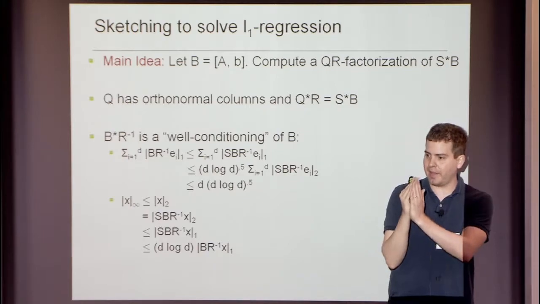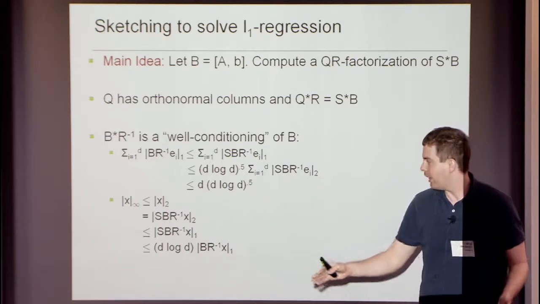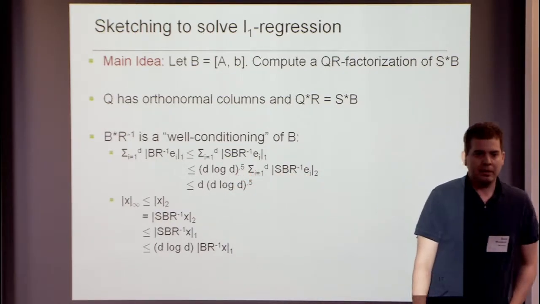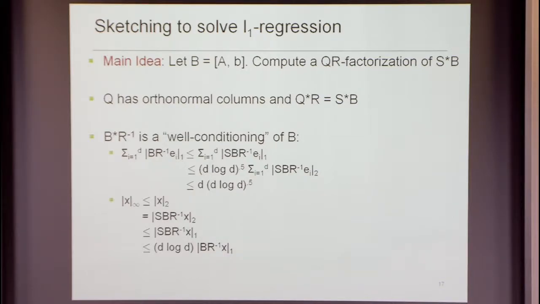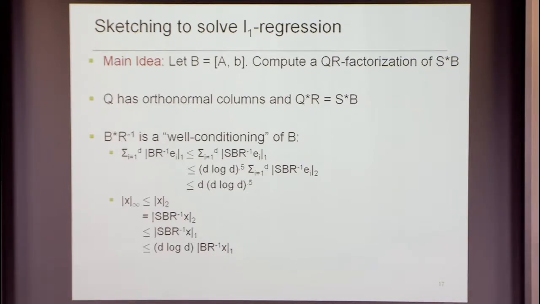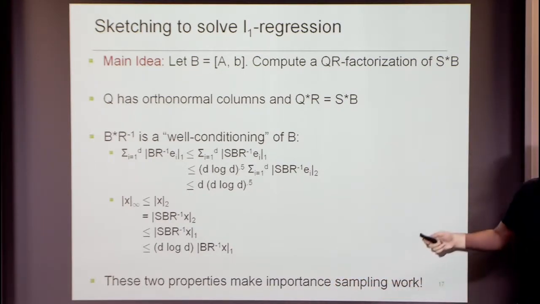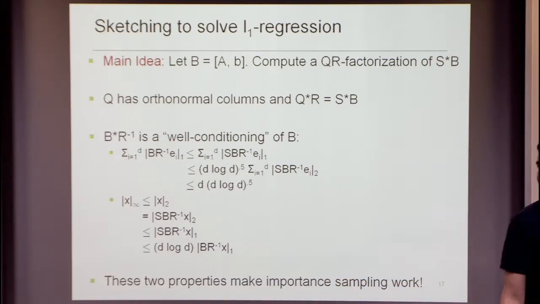So condition on the fact that S is a subspace embedding, preserving all vectors up to a d log d factor, and now perform this analysis. So these are two properties that you get out of this, and the nice thing about them is that they make, go ahead. Is there a way to test whether S is a subspace embedding, and if not, to sample again?